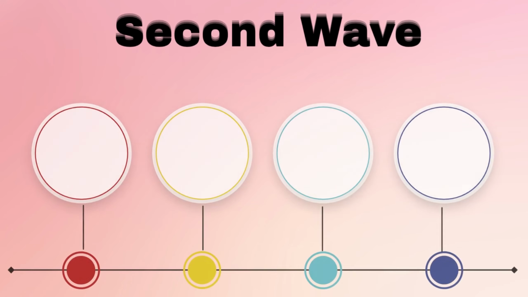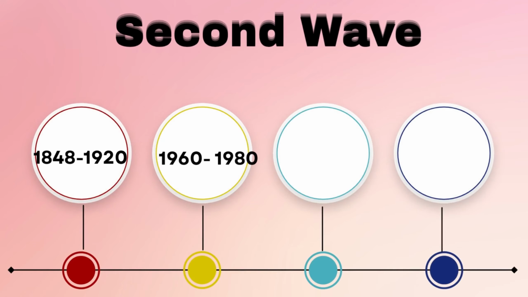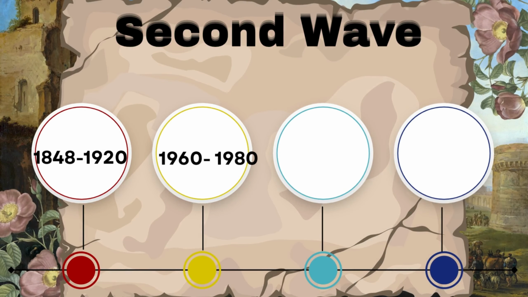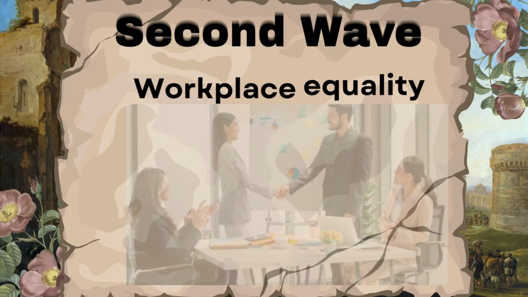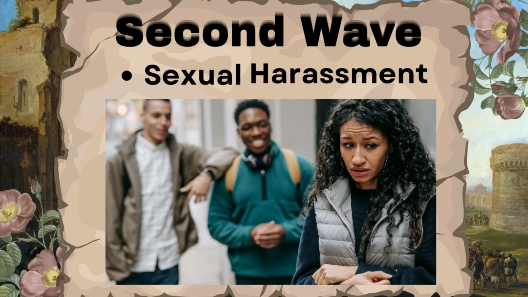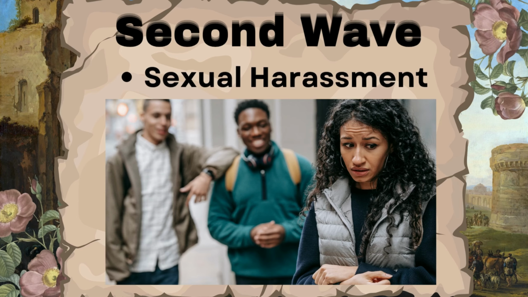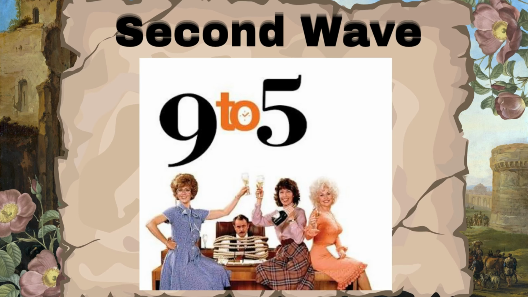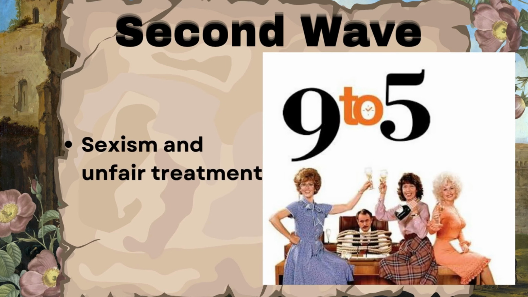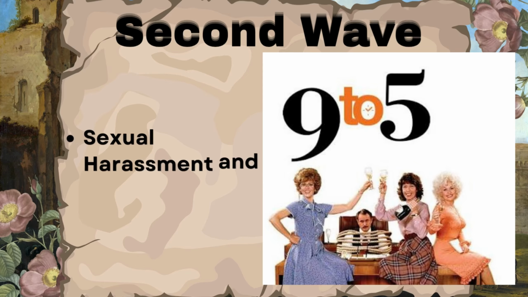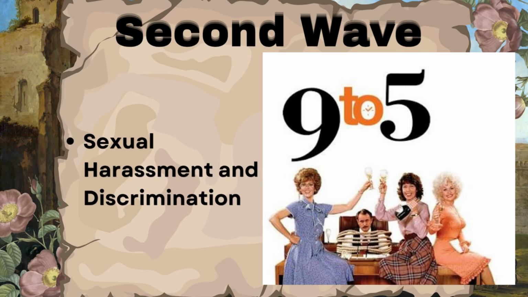Now let's move to the second wave, which ran from 1960 to 1980. This wave emerged because they thought that legal equality was not enough. During this wave, they continued to fight for workplace equality, against gender stereotypes, and against harassment. Still, during this period, discrimination continued to exist. A media example in this period is the film 9 to 5. This film highlights two women who face sexism and unfair treatment from their boss. This movie addresses issues of sexual harassment and discrimination in the workplace.